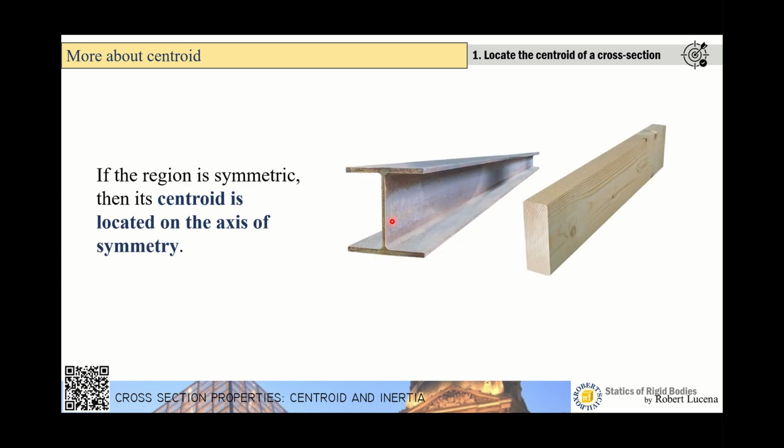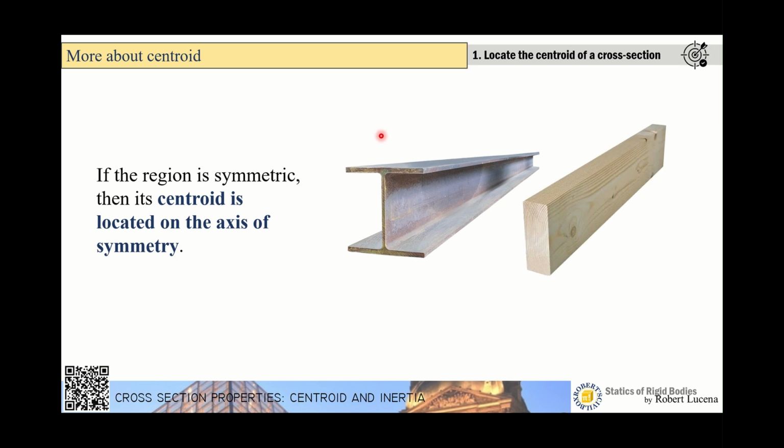So let's talk more about centroid. If the region is symmetric, then its centroid is located on the axis of symmetry. So take a look at this flange. This is a steel flange used in so many structural applications. When we say symmetric, if the neutral axis is located somewhere in the middle, then you can see that the top portion is symmetric with the bottom portion.